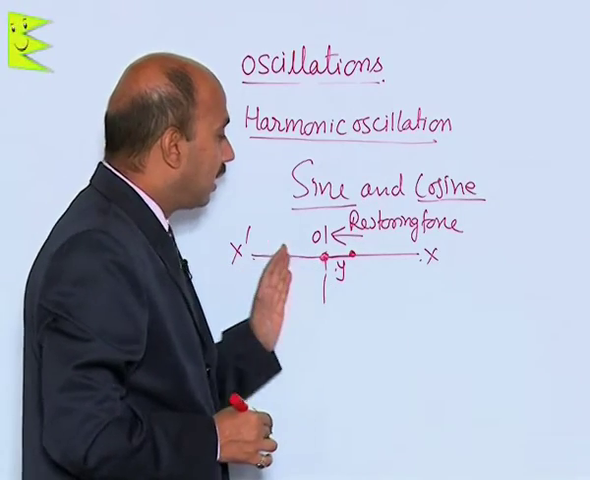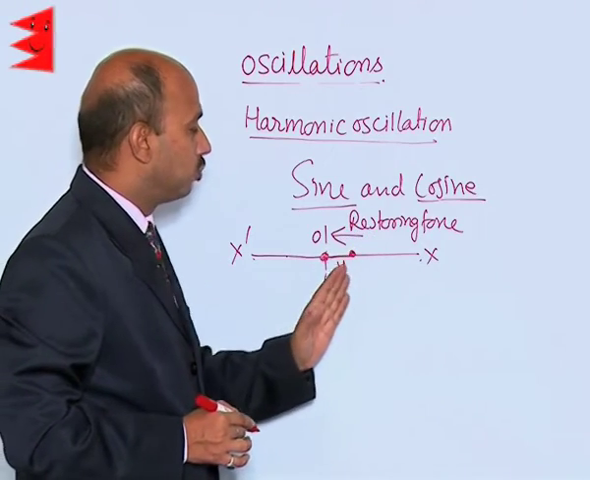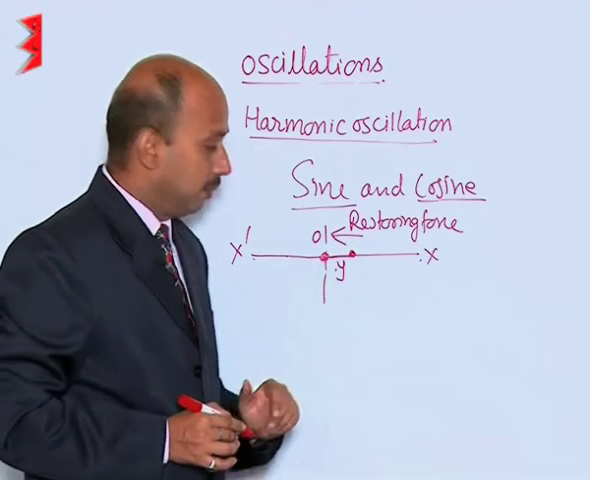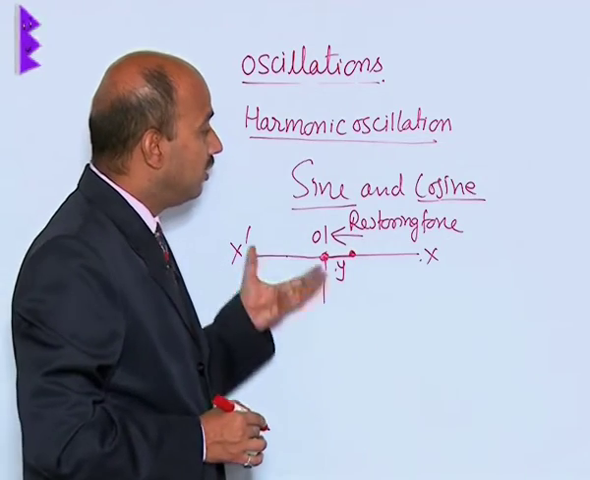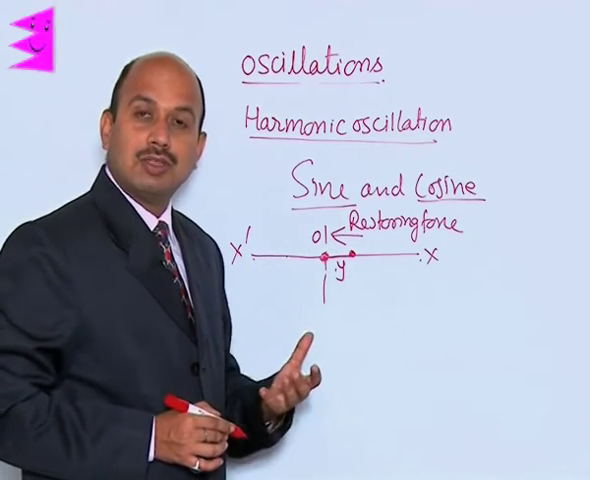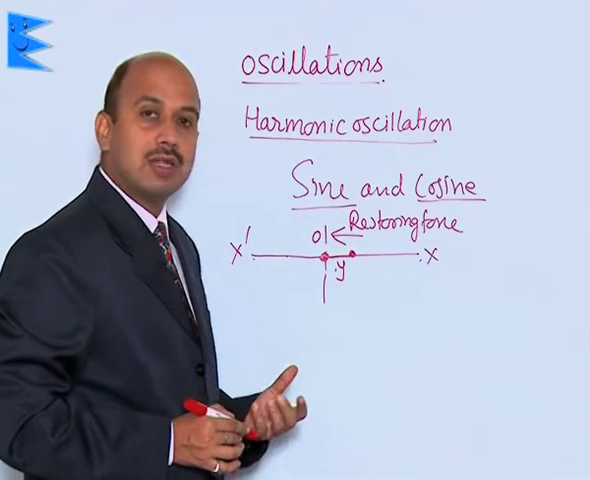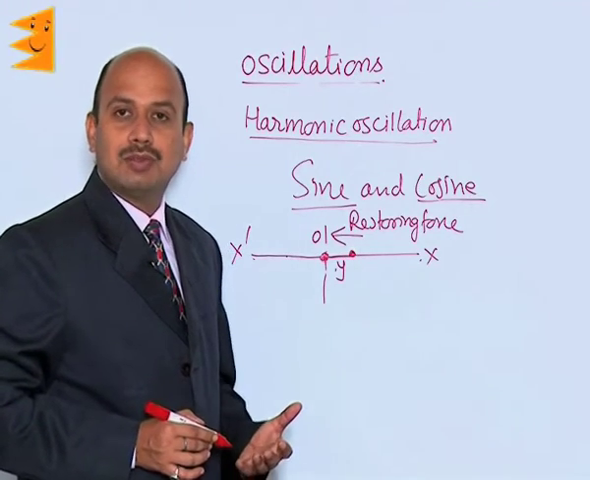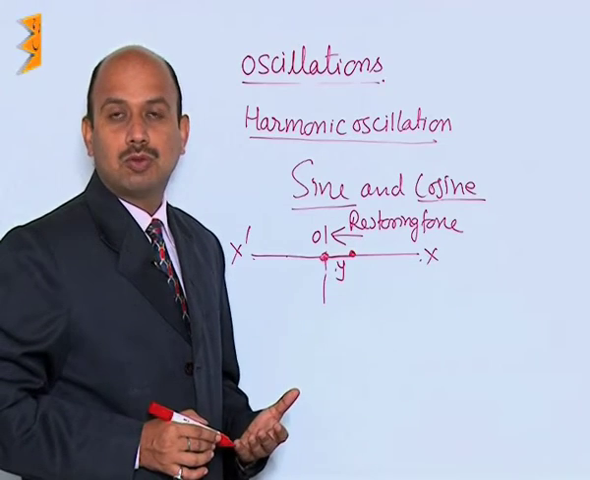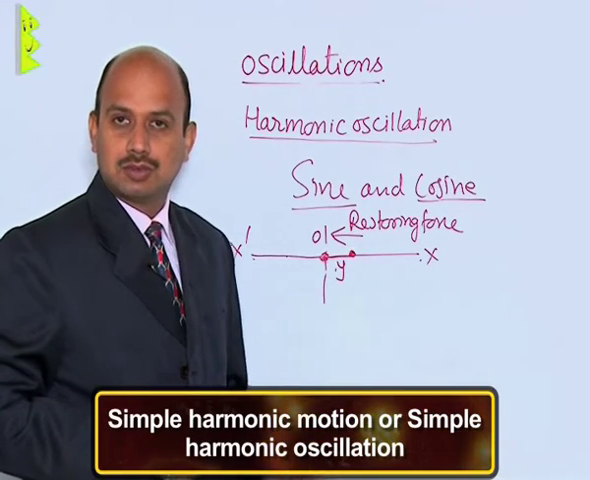Then again it comes back to the mean position. This force is directly proportional to the displacement, but the displacement and force are opposite to each other. So this type of motion is called harmonic motion. And if a harmonic motion has a constant amplitude and a single frequency, then this type of motion is known as simple harmonic motion or simple harmonic oscillation.